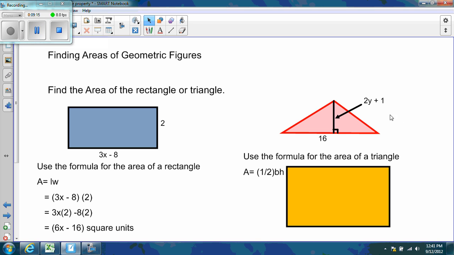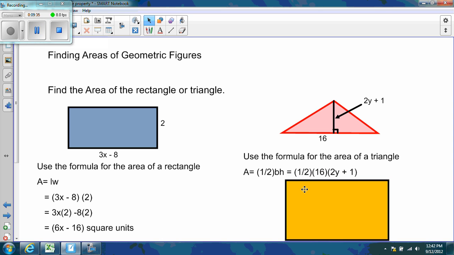So now we have this triangle, and we need to know the base and the height. The base is here, and the height is here, and they're labeled. So the height always makes a 90-degree angle with the base and then goes to a point. So 1/2 base times height. So let's plug in the base and the height. So our base is 16. Our height is 2y plus 1.